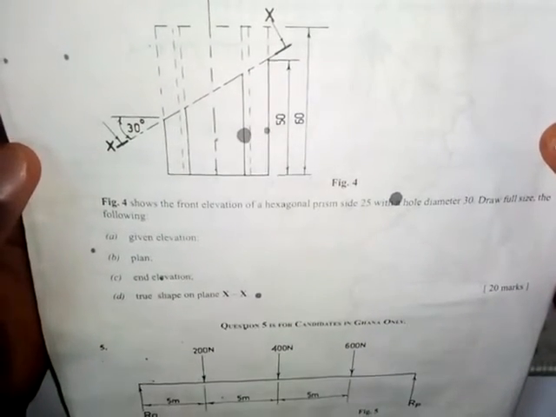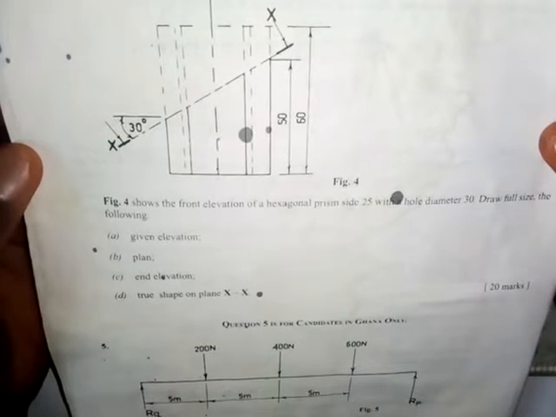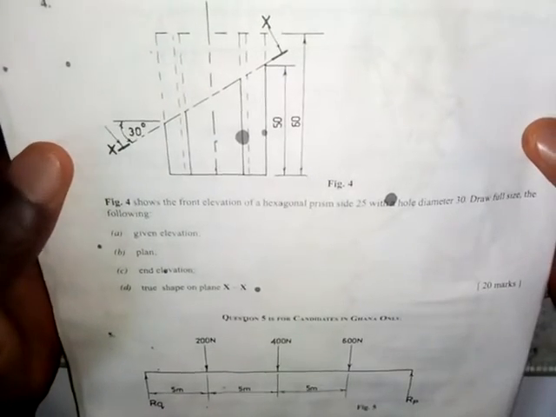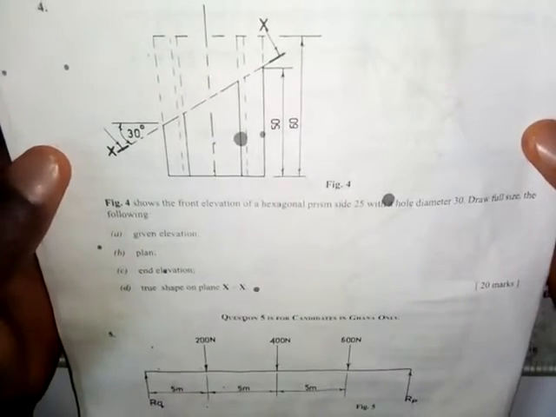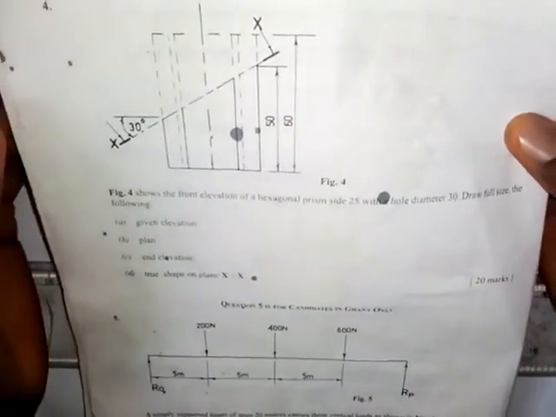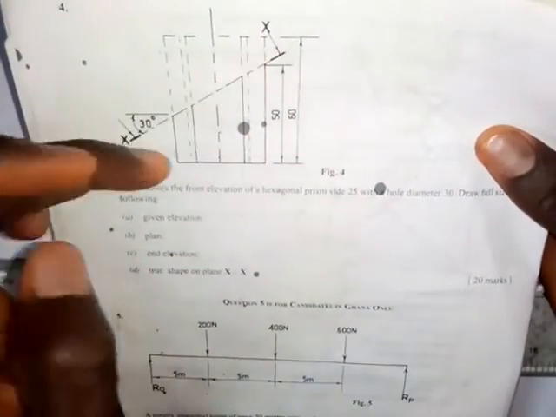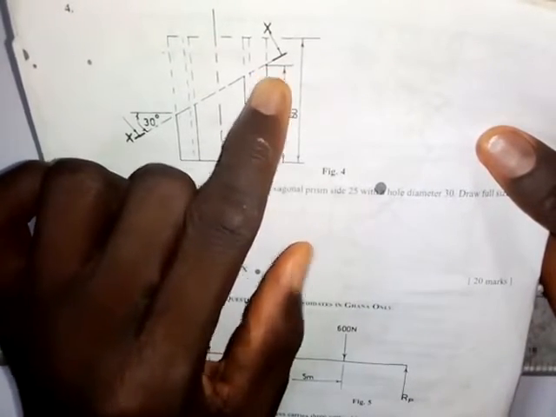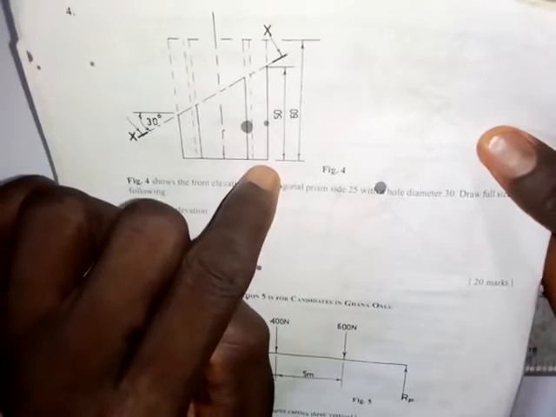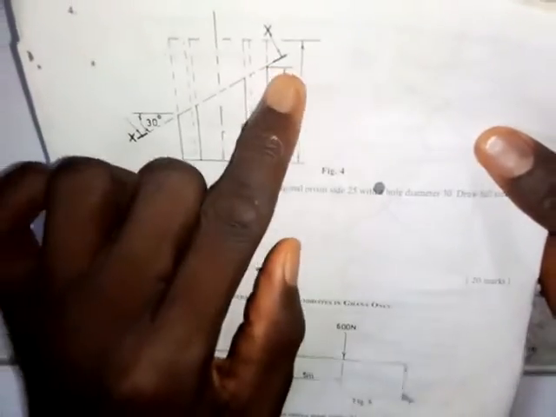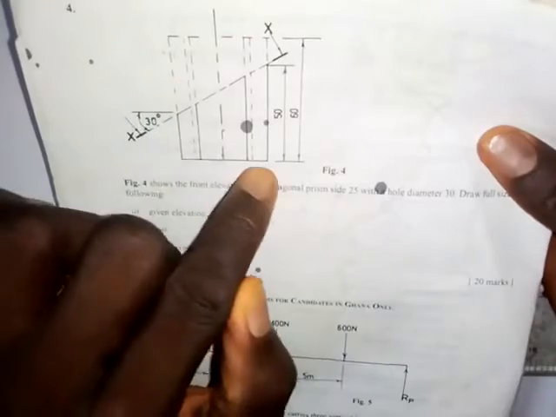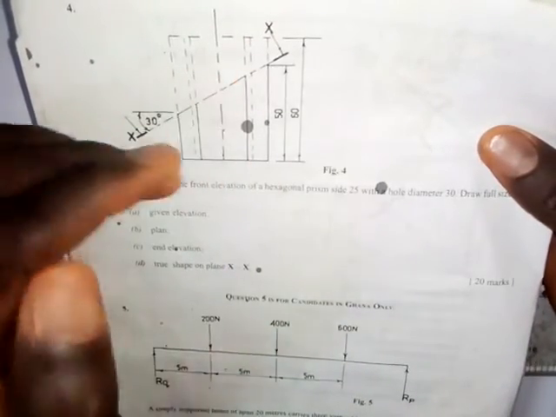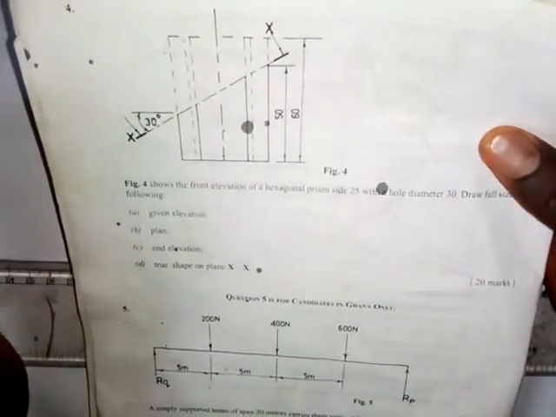So let's look at the features of this figure. The height of the prism is 60 mm, which is this, and the cutting plane starts at this point, which is 50 mm from the base of the prism, and the angle at which the cutting plane is inclined to the horizontal is 30 degrees. So this is plane XX that cuts part of the hexagonal prism.